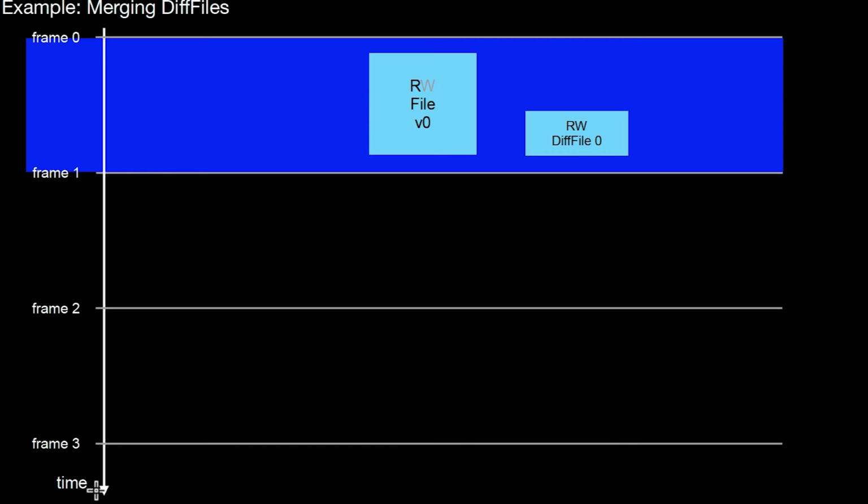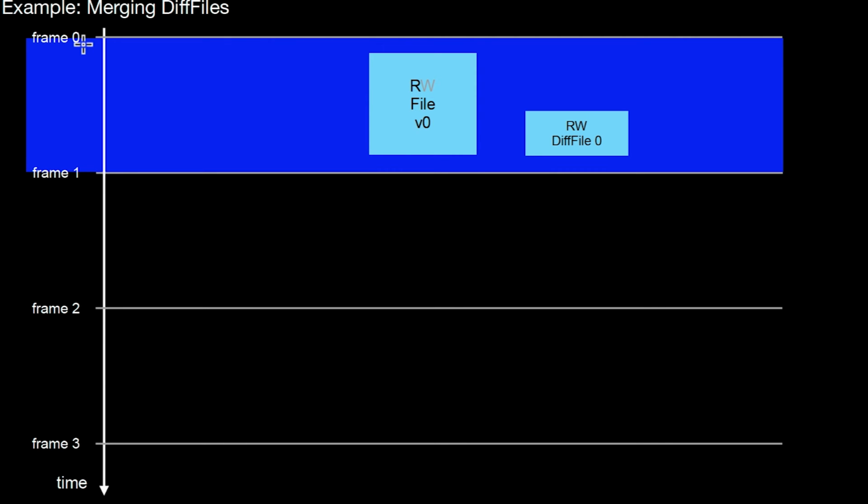How do the merges actually work in diff files? In this example, I will be merging read-only files with differential files, and I do that along a timeline. So this is a timeline. On the timeline, we have certain points in time that identify a frame. This is called frame 1, frame 2, frame 3, and so forth. And within two frames, there are certain things happening. So let's look at the time interval between those two frames, frame 0 and frame 1.